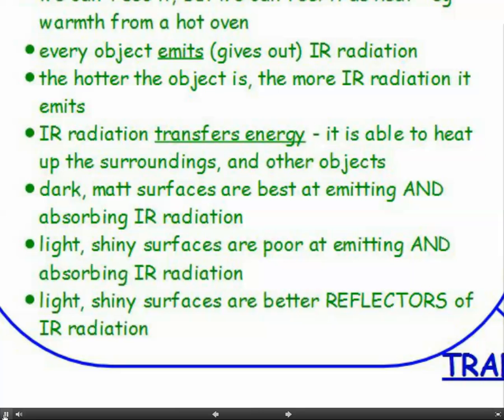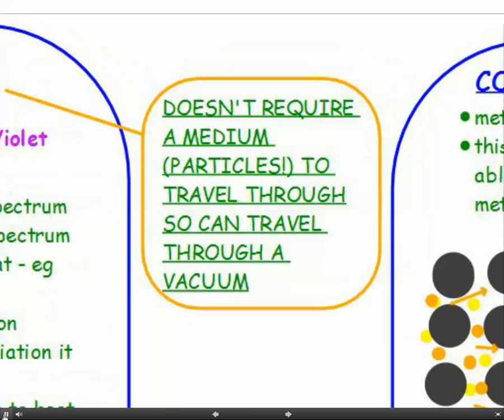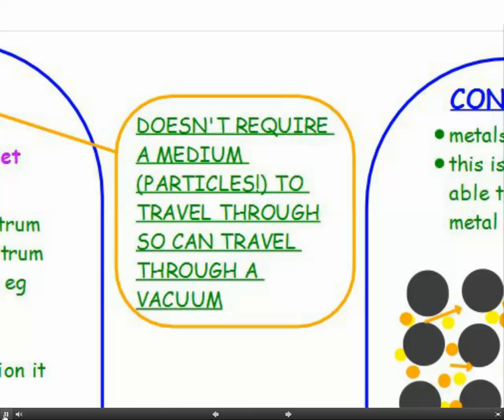Dark matte surfaces are the best at emitting and absorbing infrared radiation. Light shiny surfaces are poor at emitting and absorbing infrared radiation. But light shiny surfaces are better reflectors of infrared radiation. The thing to remember about infrared radiation is that it doesn't require a medium, in other words particles, to travel through. So it can travel through a vacuum. In fact, it can travel through space from the sun.